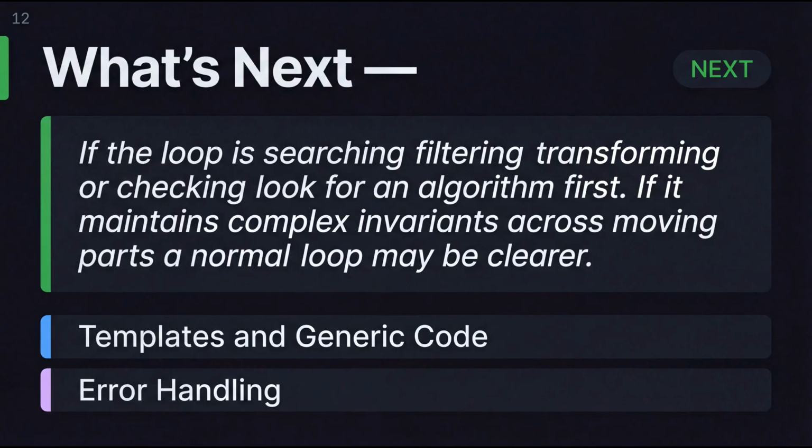Here's the practical rule of thumb. If the loop is about searching, filtering, transforming, or checking a condition, look for a standard algorithm first. Algorithms are tested, optimized, and self-documenting. But if the loop maintains complex invariants across several moving parts, multiple state variables, interleaved conditions, non-trivial control flow, a normal loop may still be clearer. Not every loop should be an algorithm call.